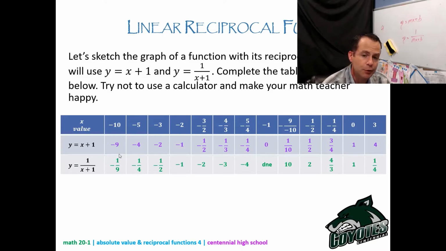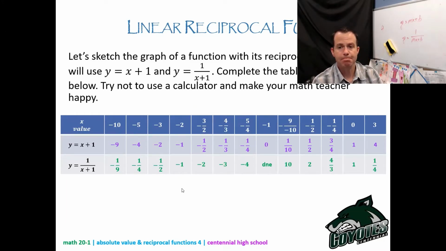Okay, so now we want to try and graph the reciprocal function. I'm not worried about you graphing the line right now, but we are going to try and graph the reciprocal function. Something I want you to think about right off the bat is that DNE, that denominator of 0, is going to create a vertical asymptote. So see if you can plot these points. When x is -10, y is -1 over 9. When x is -5, y is -1 over 4. When x is -3, y is -1 over 2. When x is -2, y is -1, and so on.